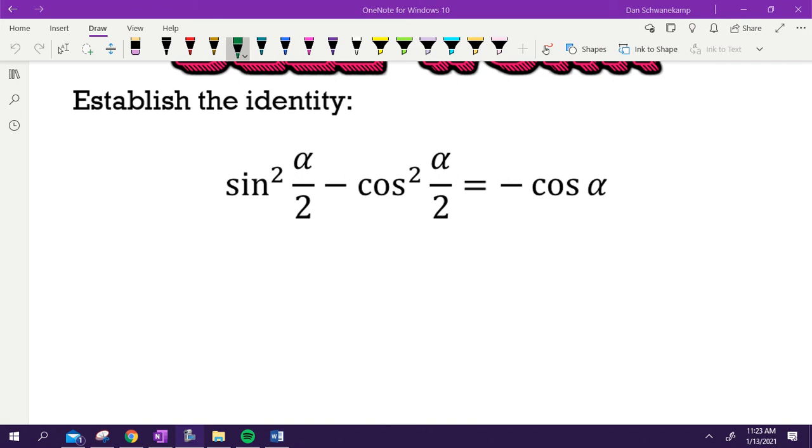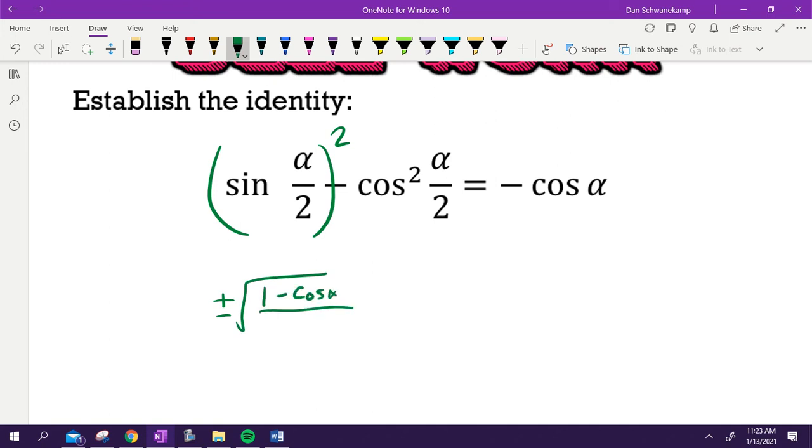I'm gonna do this. Remember, if it's sine squared like this, that is the same thing as all of that squared. Everybody kind of see what I'm saying there? And so I'm gonna plug in sine of alpha over 2. That's a half angle formula that we learned yesterday. Okay, so it's plus or minus the square root of 1 minus cosine alpha all divided by 2. And I'm taking that and I'm squaring it.